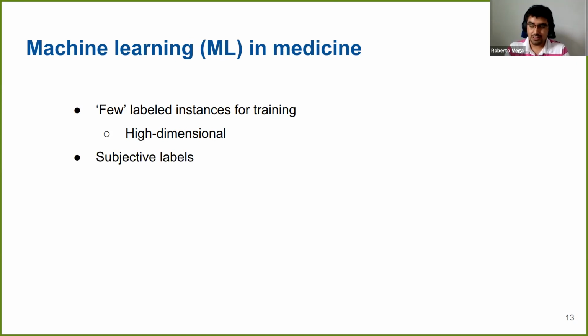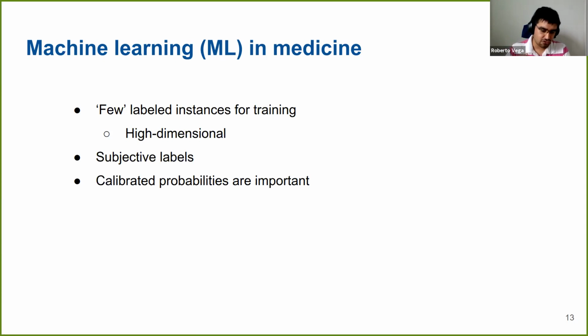The second one is that we tend to have subjective labels. By this, I mean that when I show the same image to different physicians, they might reach different conclusions. Some of them might say, oh, it is healthy, or I think that they have a problem. So there is not 100% agreement, which makes the label subjective. The third one is that calibrated probabilities are important. It is not the same to say, with this image, we have a 53% confidence that they have a disease, than to say we are 100% confident that they have a disease. This is important for the users to get a sense of how confident the network is in the diagnosis.